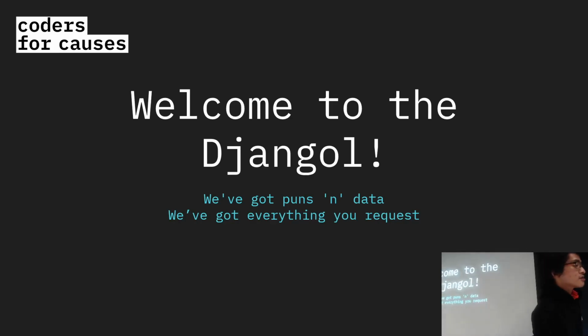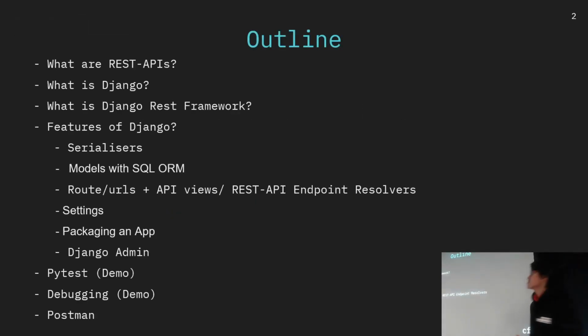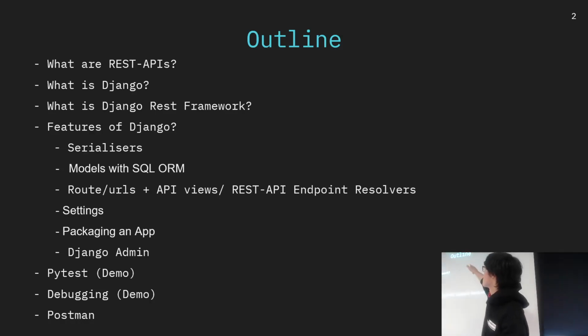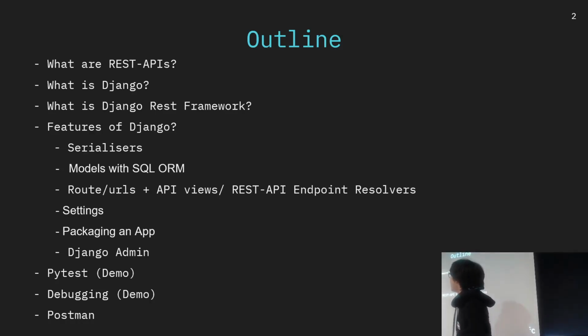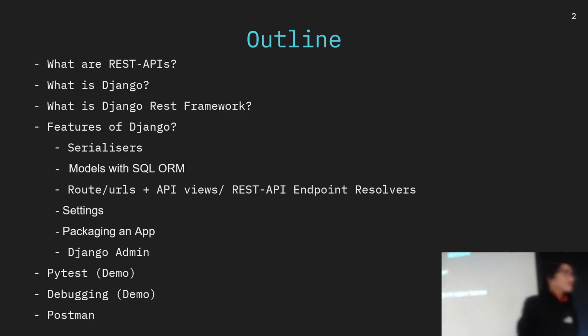So, the outline for today for the Django workshop are a couple of things. First is what are REST APIs? What is Django? What is Django REST framework? And a little bit of the features of Django and some kind of things. Yep. So, yeah, let's go through it.